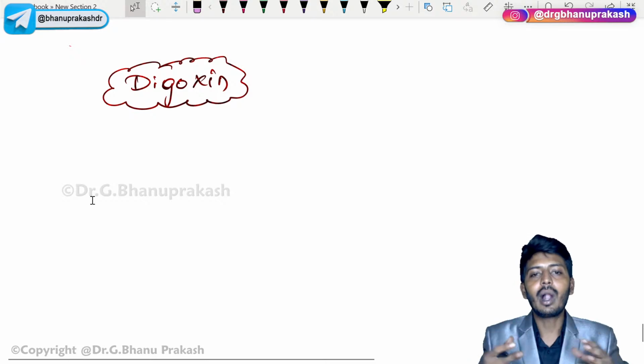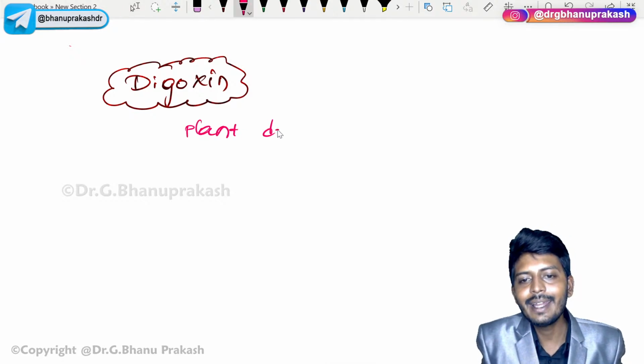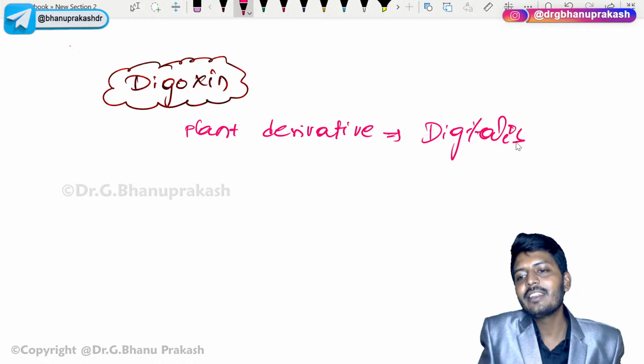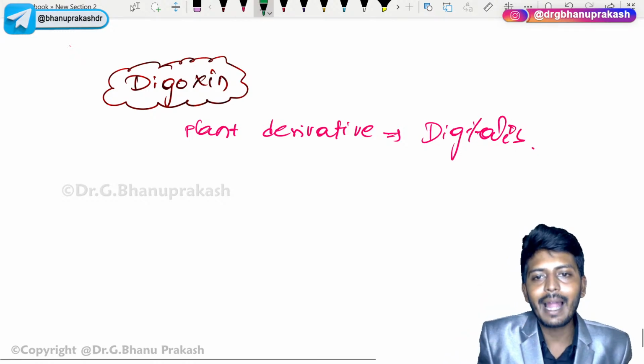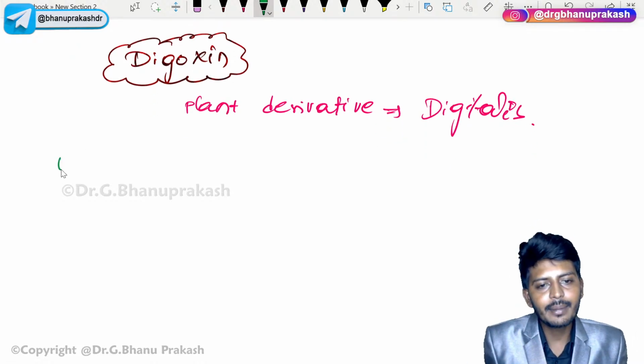Let's discuss. To understand digoxin, it is a type of plant derivative drug. From which plant? Yes, from the digitalis plant, which itself is called the foxglove plant. So this foxglove plant, how will it work? To understand that, let's start with the mechanism of action.